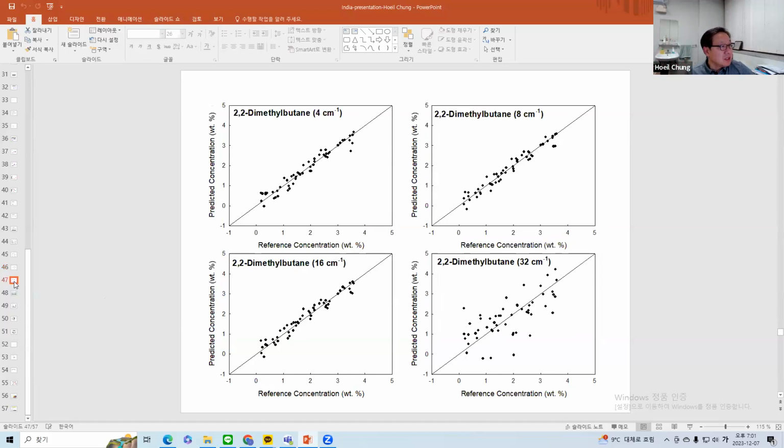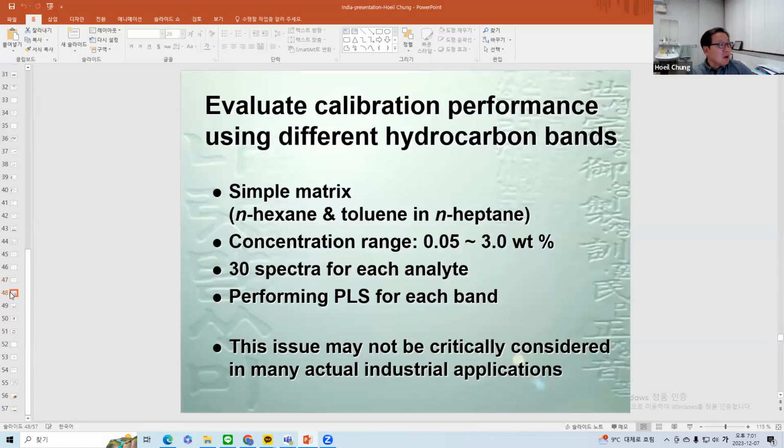Okay, so this is 2,2-dimethylbutane. You can see that at 32 wave number, the result is not good. Okay, and this test is also interesting.